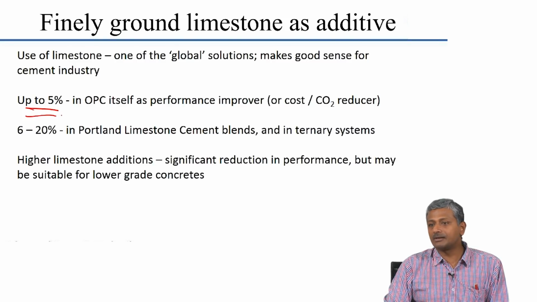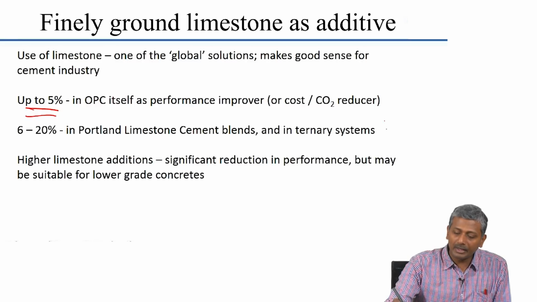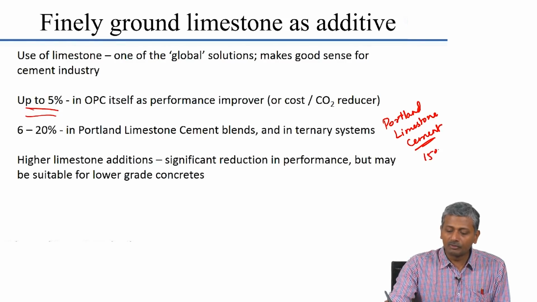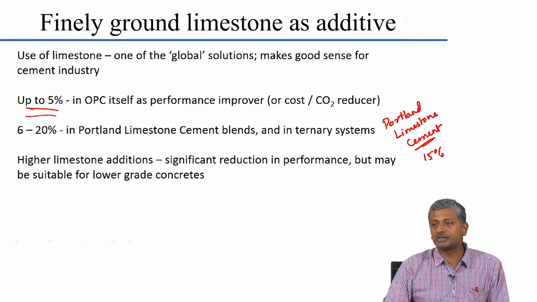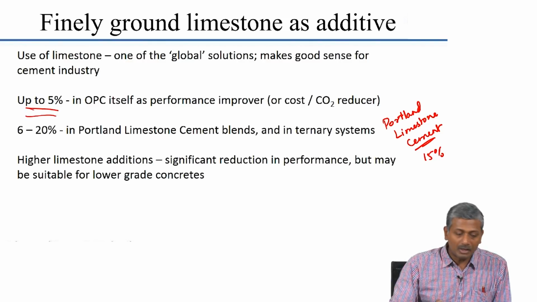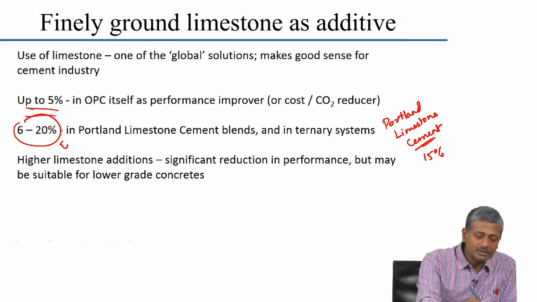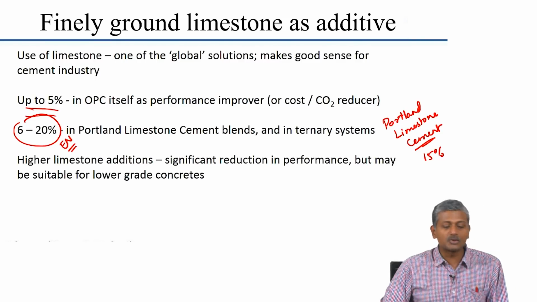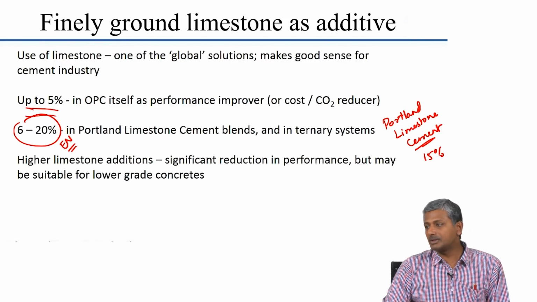But if you go to the western countries, they permit a much higher level of limestone replacement, and they call the cements Portland limestone cement. In India also, a draft standard is being prepared, and this may become a reality in the near future. Portland limestone cement: here up to 15% replacement of cement with limestone is happening in most countries. However, if you look at EN standards, it permits 6 to 20% replacement of cement with limestone.